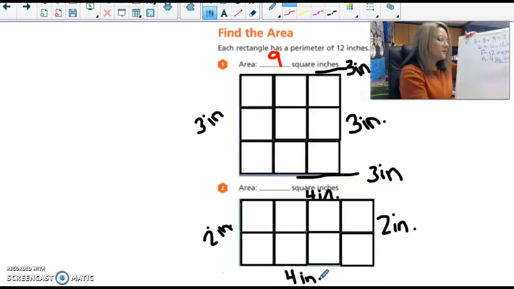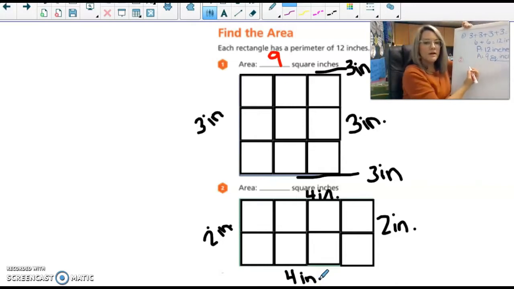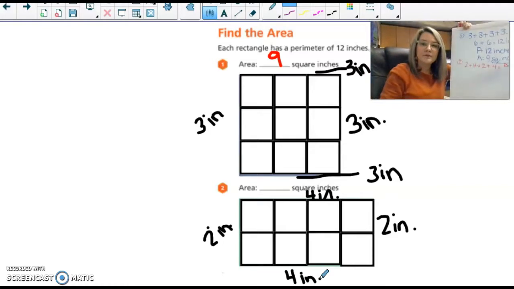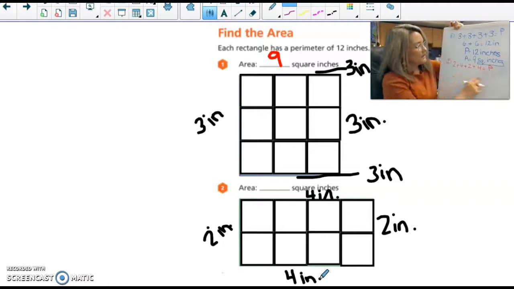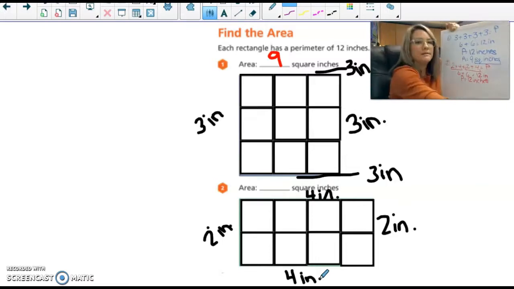Okay, so for shape number 2, I have the perimeter of 2 plus 4 plus 2 plus 4. Again, I like to go back to that first lesson of perimeter when the ant traveled around the piece of paper. See, I'm trying to get where you can see. All right, so 6 plus 6 is 12 inches. So we have the same perimeter, 12 inches. So we're going to see if we have the same area.